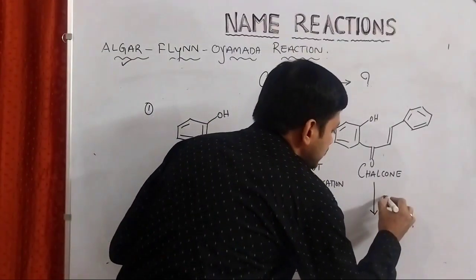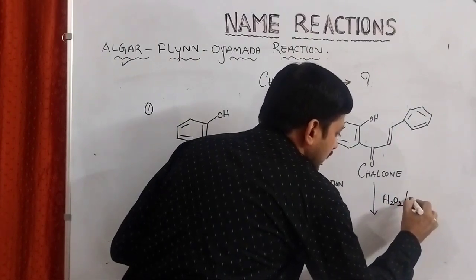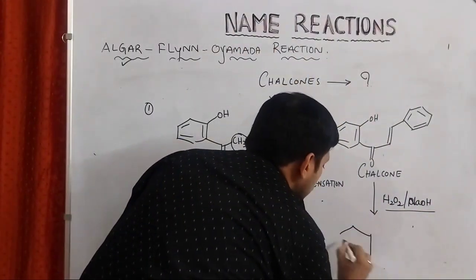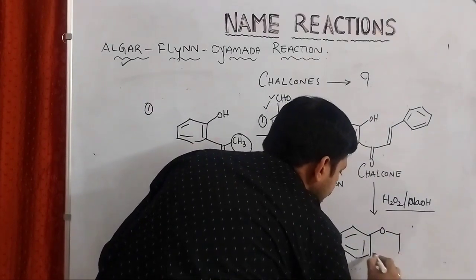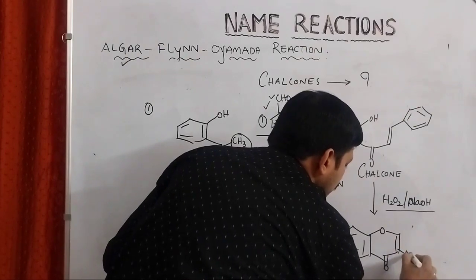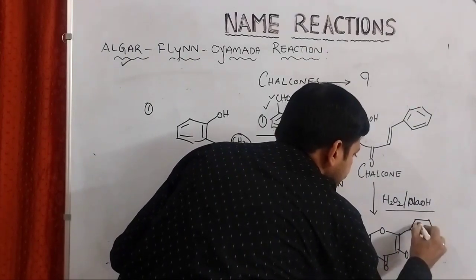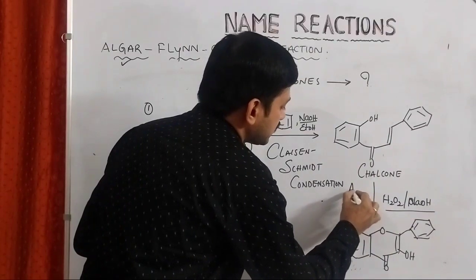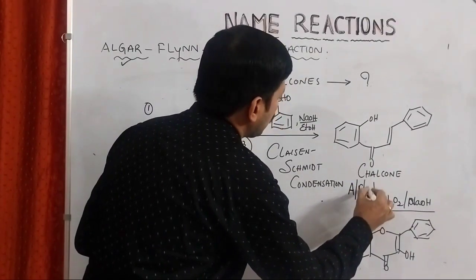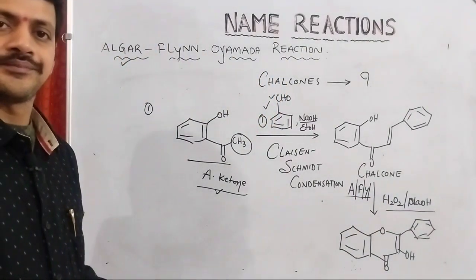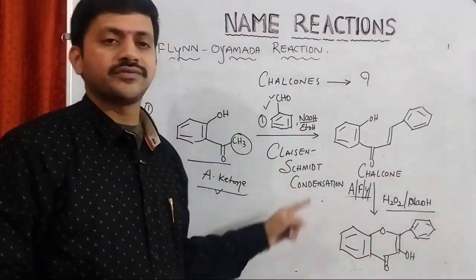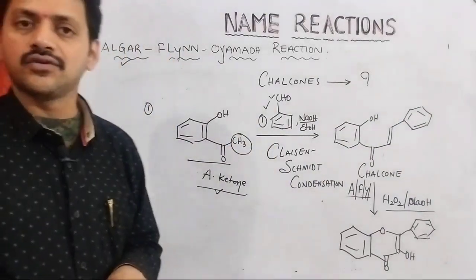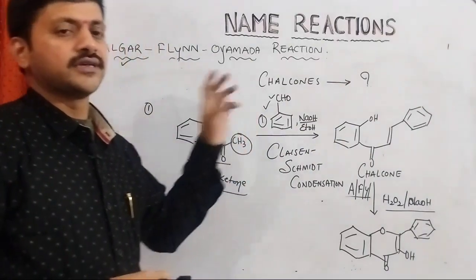Now the chalcone is going to be treated with H2O2 in NaOH, alkaline peroxide. This can produce the desired compound, double bond OH, flavonol. So this transformation is commonly called as AFO reaction. So in this particular transformation, we are observing two chemical reactions. First one is the Claisen-Schmidt reaction followed by the Algar Flynn Oyamada reaction. This is the first application of this particular thing.